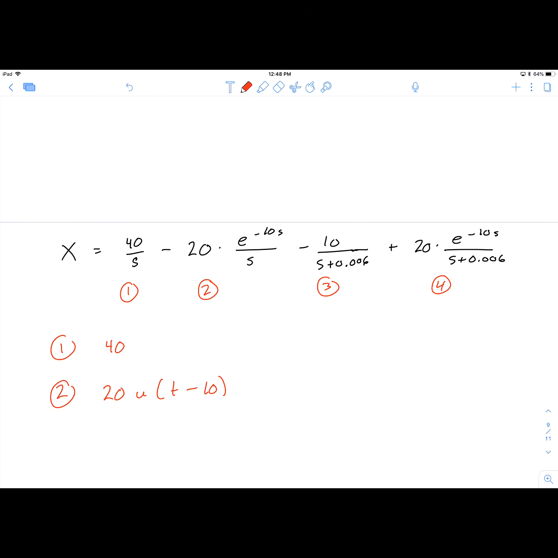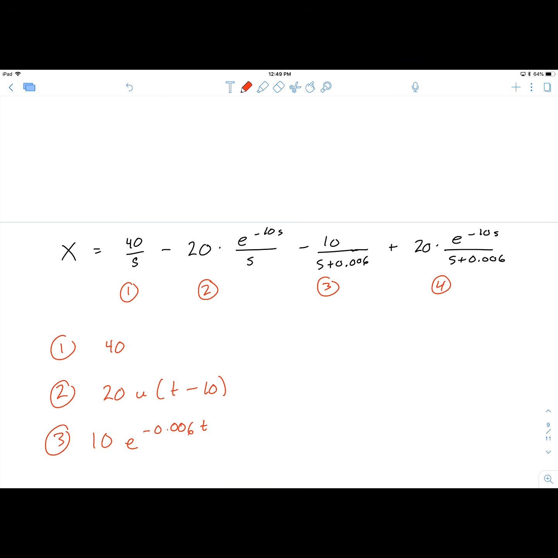Then the next one, the 10 over (s plus 0.006), looks just like the simple e to the at. So that would be s minus a in the denominator, so a would be negative 0.006. So that's the exponential. The 10 gets carried along, and you have e to the negative 0.006 t.